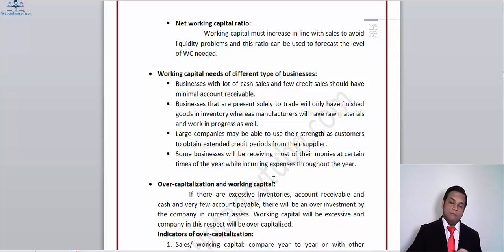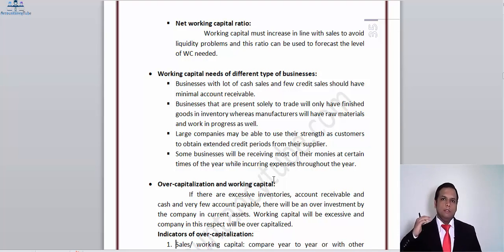However, this will not be the case when we talk about the factory that gives them those clothes. They have to keep a lot of stock on their premises because they have to continuously produce and manufacture the clothes which are required by their customers, who are the shop owners in the malls. Then we've got businesses that are solely for trade, I've already read this point. Then we've got large companies that may be able to use their strength as customers to obtain an extended credit period from the suppliers.